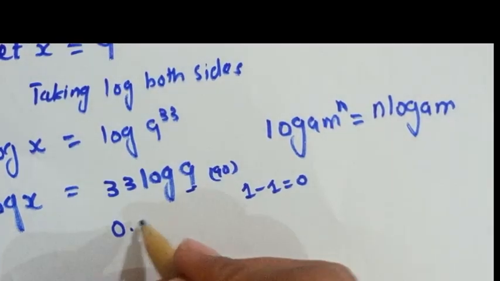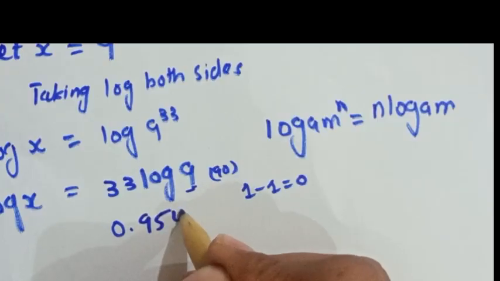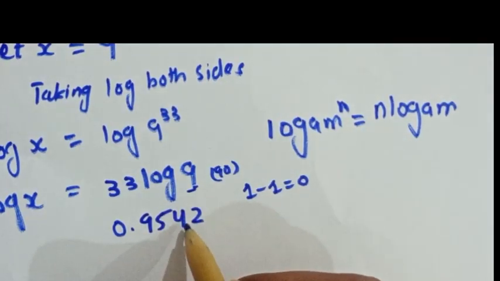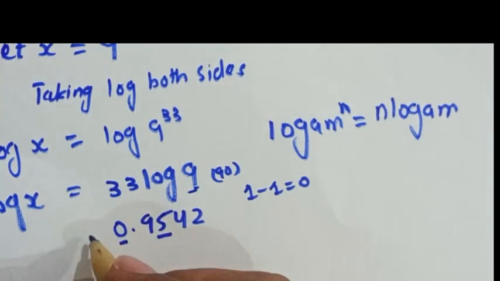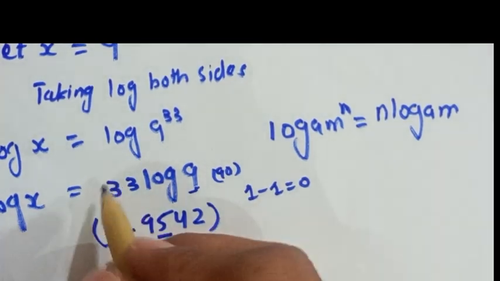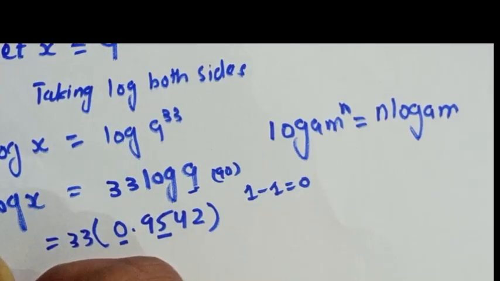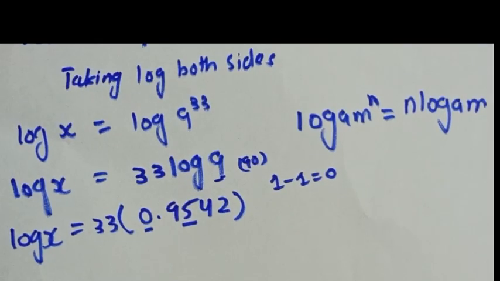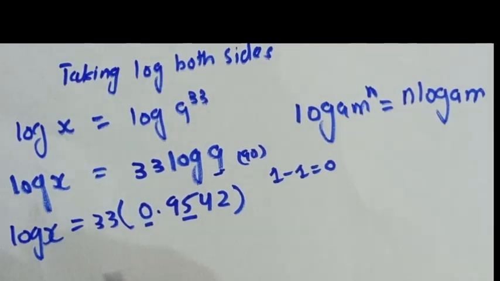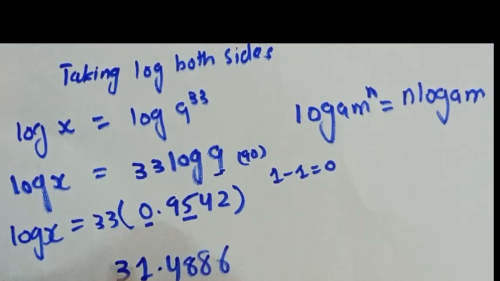So this will be 0.9542. This is my characteristic and this is the mantissa. They will get multiplied with 33 is equal to log x. When you multiply them, you get 31.4886 is equal to log x.